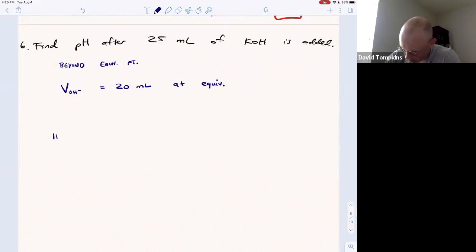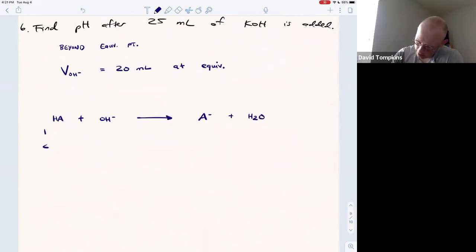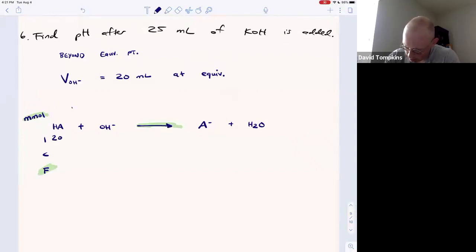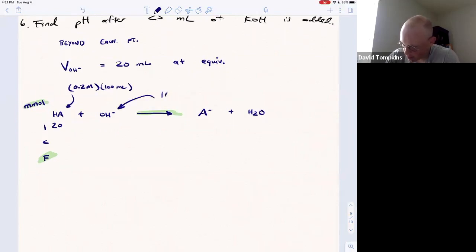So we can still write our same reaction, thinking back from point 0. It's always safest to work from the beginning and do each problem independently. That one-way arrow with a strong base took us to an ICF table where we did the problem in moles or millimoles. So if you solve for the millimoles of HA, remember this is still that same initial solution that was 0.2 molar, 100 mils. But now we're adding to that 1 molar, 25 mils, or 25 millimoles.